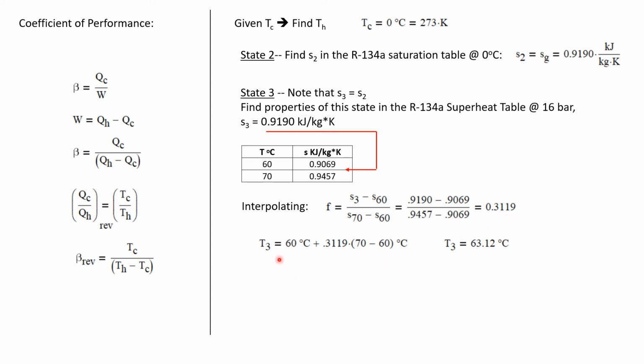Now I can calculate T3. It's just 60 degrees plus the interpolation factor F times the difference in temperature between the two rows, that's 70 minus 60. And I calculate that T3 is 63.12 degrees centigrade. Now we need this in degrees Kelvin, of course. And because T3 occurs at our high temperature, we know that TH is T3, and that is 336.12 degrees Kelvin. So now I can calculate beta. It's 273 over 336 minus 273. Get a value for beta of 4.33.